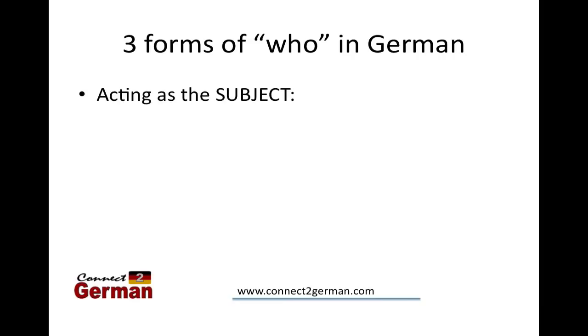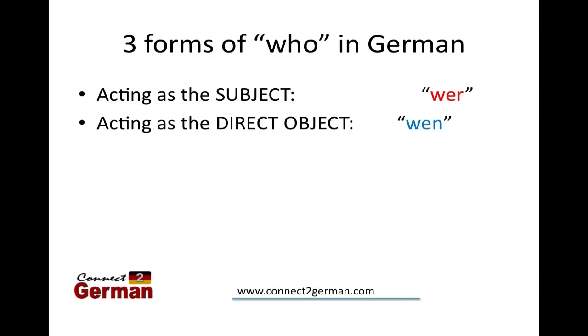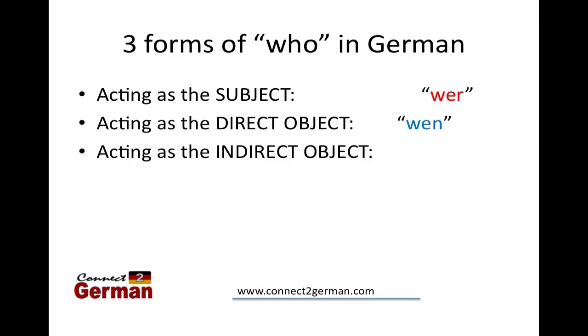3 forms. When you're using who as the subject, you use wer. When you're using it as the direct object, we use wen. And when we're using it in the dative as the indirect object, it's wem.